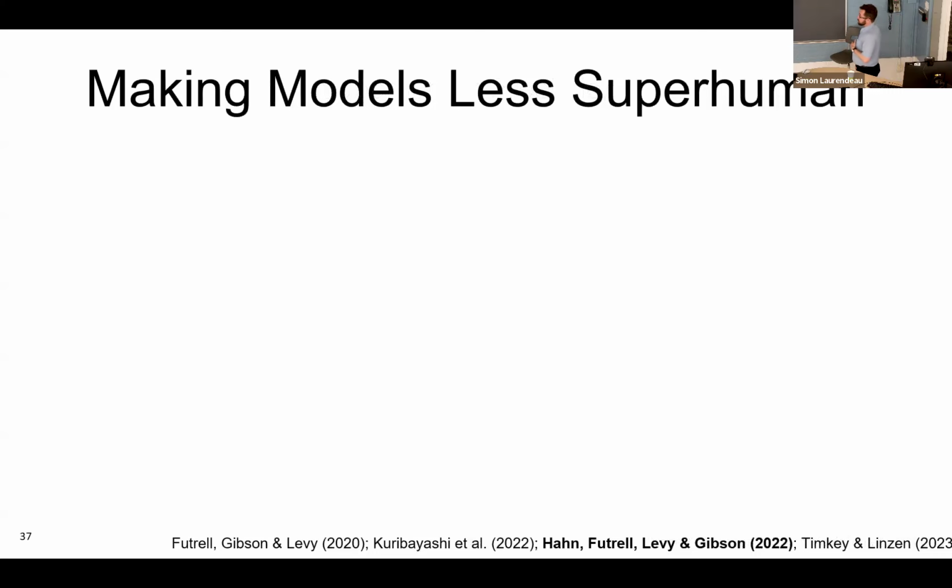It turns out, though, that language processing, the difficulty you experience in these sentences, is still a function of this predictive distribution on words given previous words. You just have to make the models a bit less superhuman.